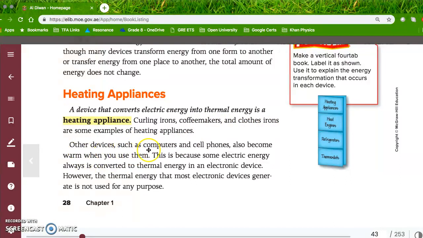Other devices, such as computers and cell phones, also become warm when you use them. This is because some electric energy always is converted to thermal energy in an electric device. However, the thermal energy that most electronic devices generate is not used for any purpose.